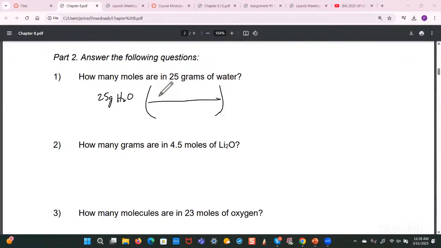It would be 1 mole over the atomic mass of water, which is 18 grams. 18.02 grams to be more specific. Okay, and that's it. So let's see what this gives. 25 divided by 18.02. According to my calculation, this works out to be equal to 1.4 moles of H2O, right? So basically, if you understand how to do that, then you should be able to do the others.